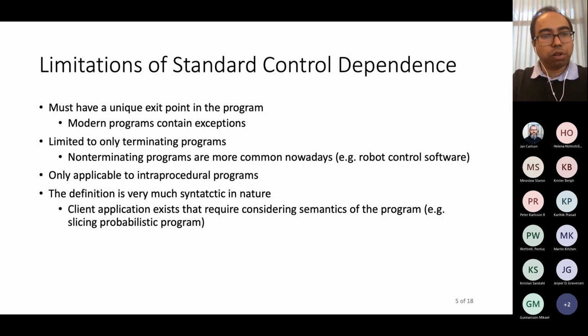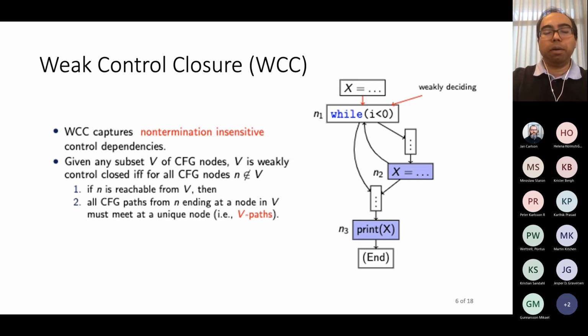This is another limitation. And finally, this definition is very much syntactic in nature, meaning that this definition works on the control flow graph structure of the program. But client applications exist that require considering the semantics of the program. For example, for slicing probabilistic programs, we may need to take into account the program semantics there. So these are some limitations. We will not consider all the limitations, but we will see that there are better definitions of control dependencies.